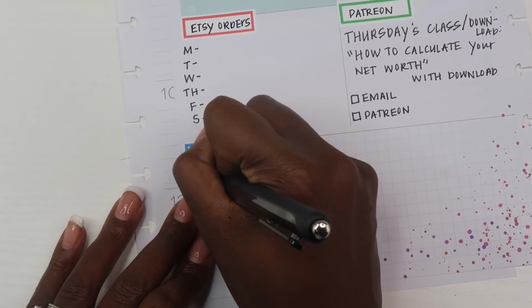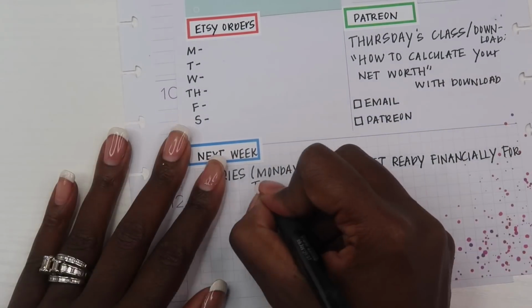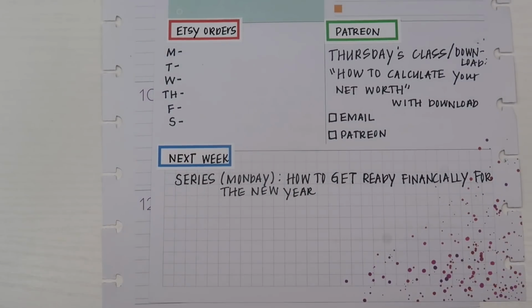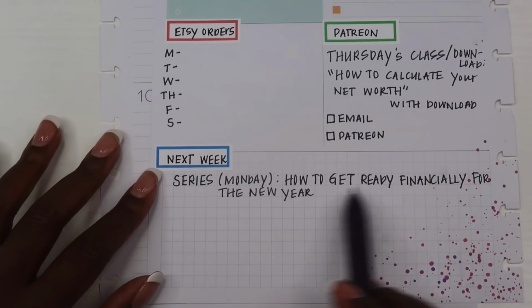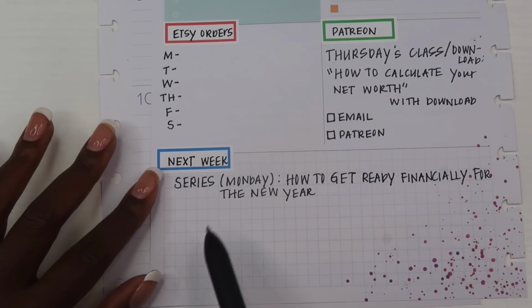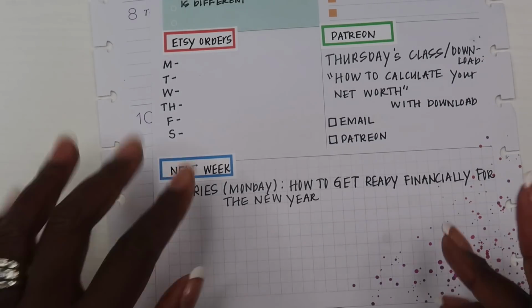And under the next week section, I just have everything that's coming up next. So we are currently in the middle of a series on Money Mondays on how to get ready for the next year financially. So I'm just jotting that down here, and then anytime anything else comes up for next week, I will just add my notes here.